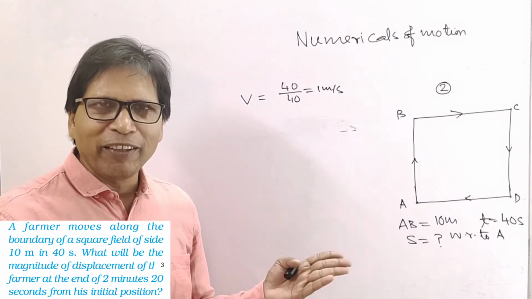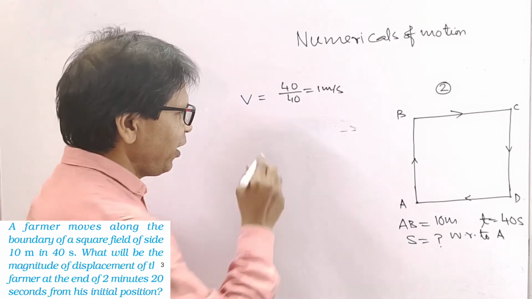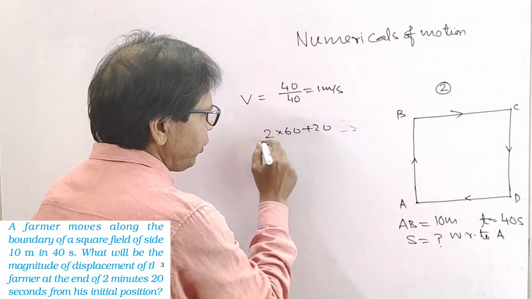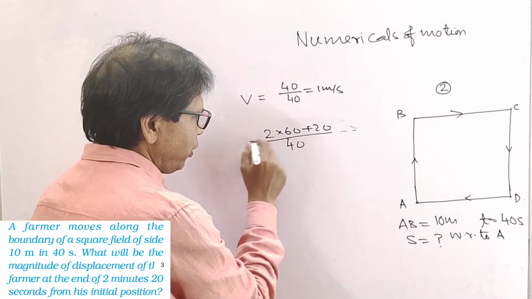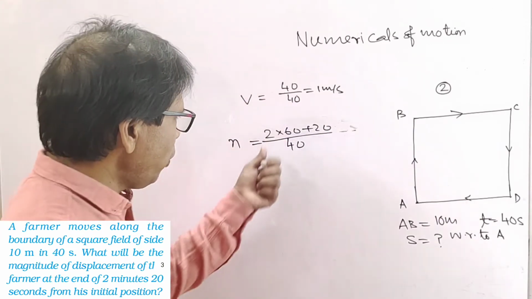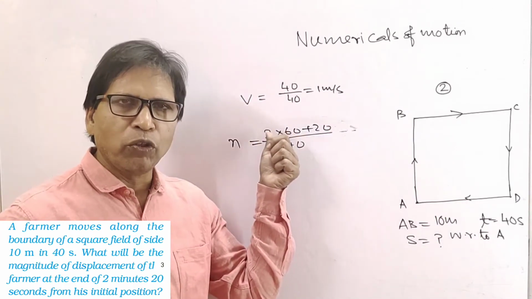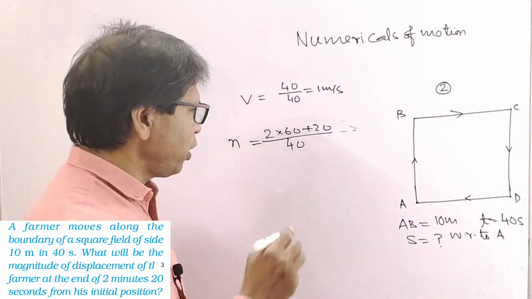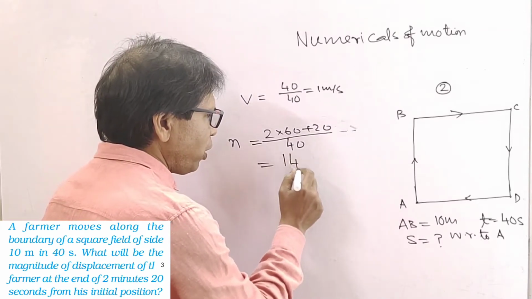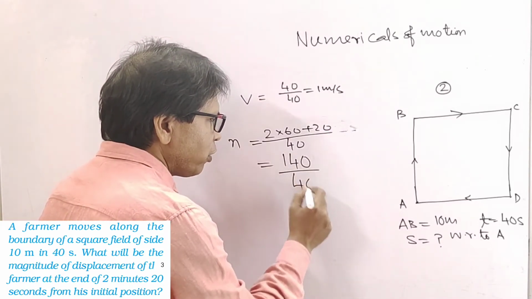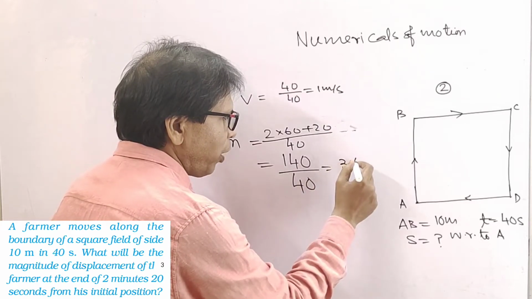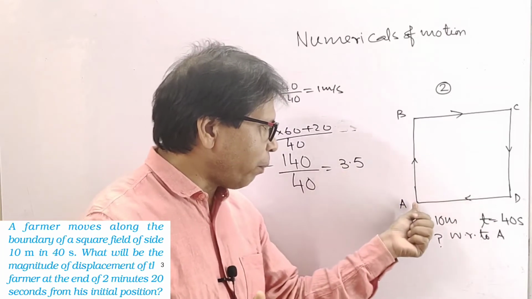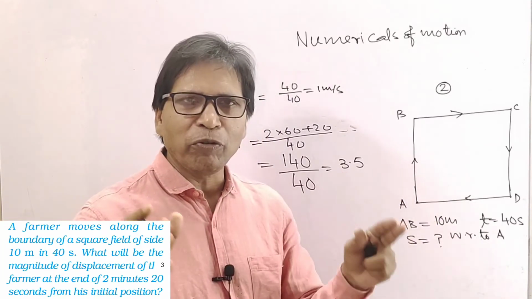Now number of revolution in 2 minutes 20 seconds. So this is 2 into 60 plus 20, divided by 40. This is the number of revolution. Now look at this, 60 into 2 is 120, 120 plus 20 is 140. So 140 divided by 40 is 3.5. So the farmer completes 3.5 revolutions in 2 minutes 20 seconds.